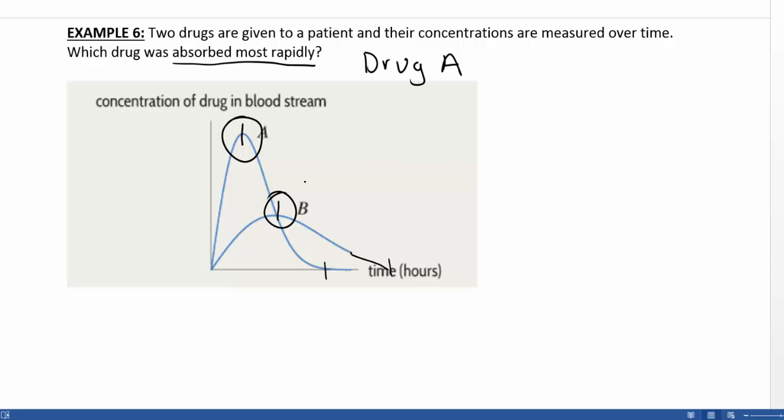If, however, you're in a scenario where the peaks are the same, then you want to see which one gets out of the body first. In this case, drug A also gets out of the body first, so it qualifies for both conditions. But we look at the peak first, and then if you can't tell which one peaked first or if they're the same, then you look at which one leaves the body first. Let's look at another example.